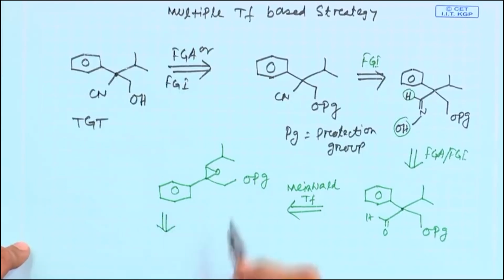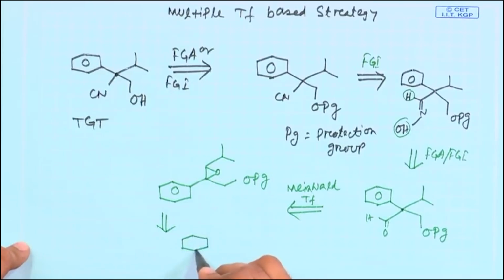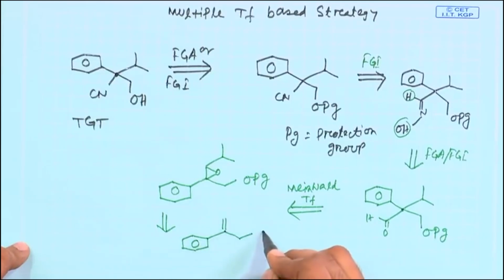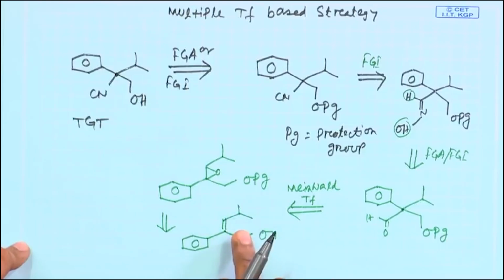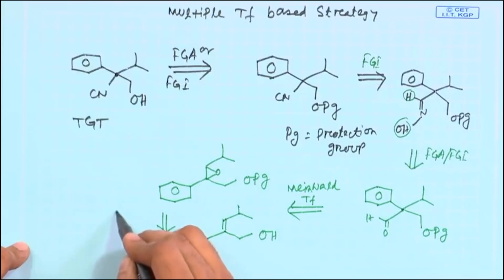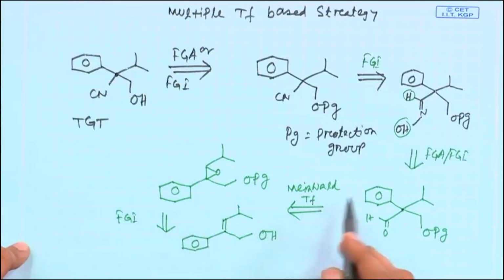So, next you need to make this epoxide, a simple job. You can now make this alcohol free, and if you have this kind of allylic alcohol, you can easily make it. So, this is an FGI. So, the Meinwald transformation, as we discussed earlier, you know the mechanism, you can easily formulate.